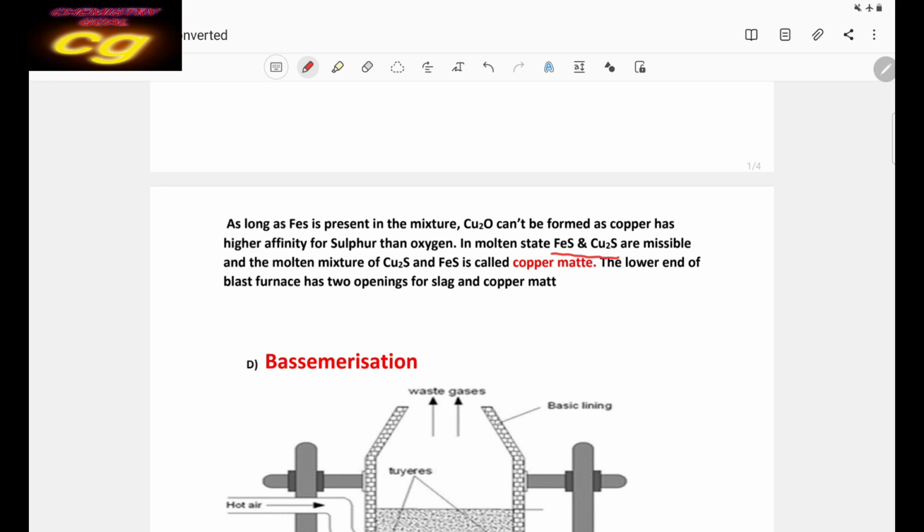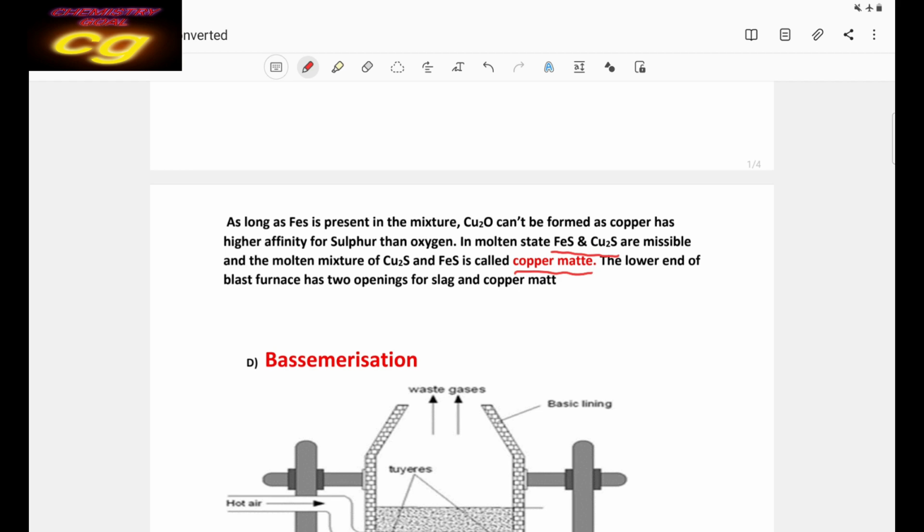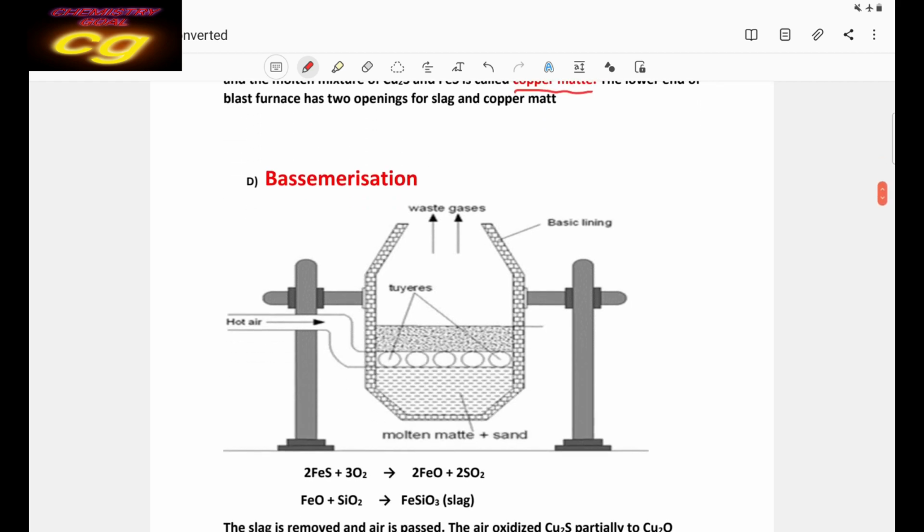This iron sulfide and copper sulfide mixture is called copper matte. This unreacted iron sulfide and copper sulfide mixture present with the copper oxides is why it is called matte, copper matte. And this copper matte, when heated, contains copper, so how can you get copper from copper matte? It is done in the Bessemerization method, that is, the Bessemer converter.